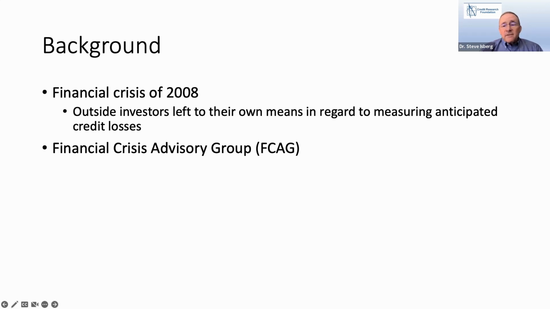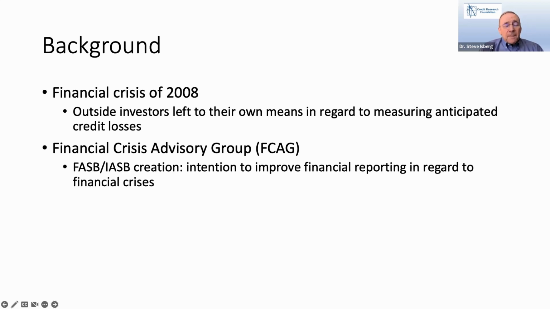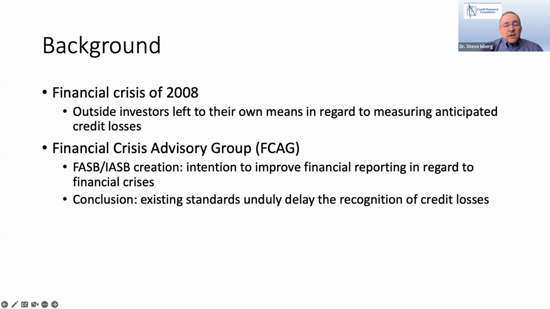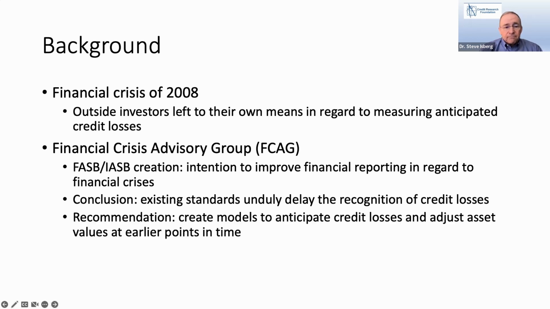In response to that, as every good government does, they created a financial crisis advisory group, FCAG. The FASB, the Financial Accounting Standards Board, and the IASB, the International Accounting Standards Board, created this with the intention of improving financial reporting in regard to the root causes of the financial crisis. They concluded that the existing standards unduly delay the recognition of credit losses. Their recommendation was that we create models to anticipate credit losses and adjust asset values at earlier points in time.